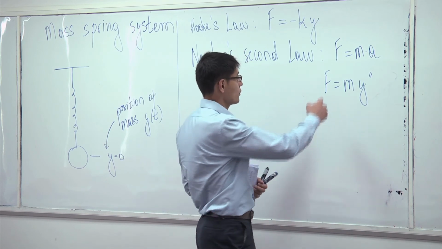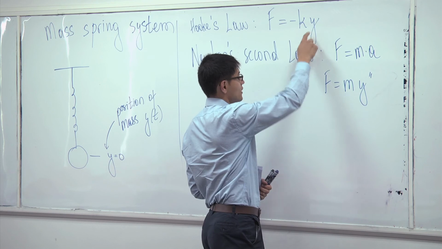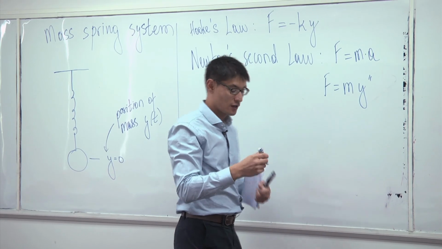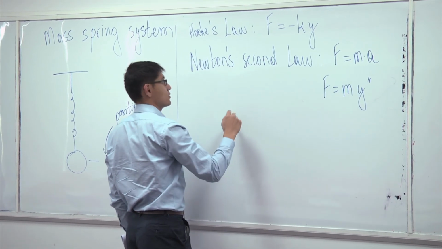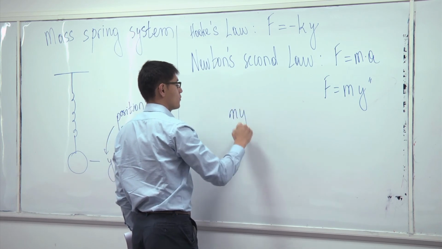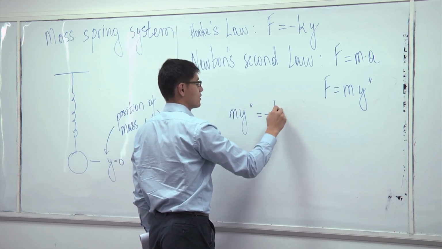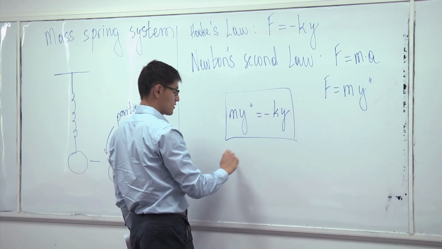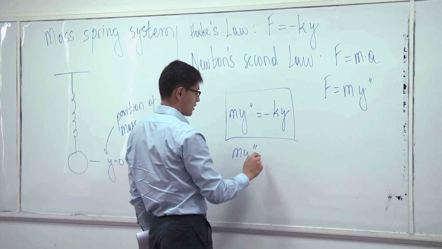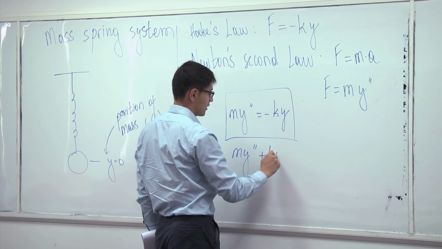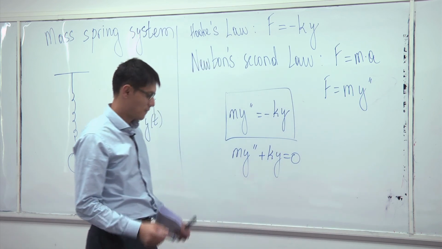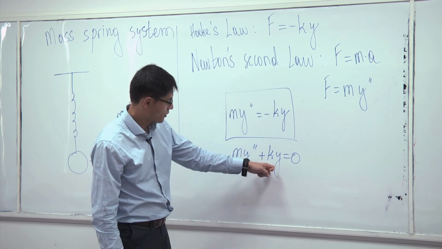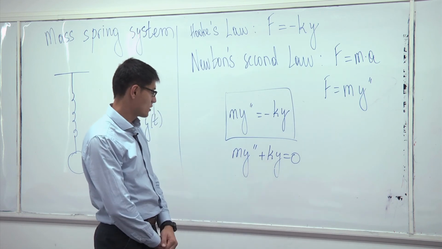So we have two equations, F equals minus k times y and F equals m times y double prime for force. Since they both represent force, they must be equal to each other. So we get that m y double prime must be equal to negative ky. Let's move the ky term to the left side, and we'll get the equation m y double prime plus ky equals 0. And if we can solve this equation, we will figure out the equation for y. And this is a differential equation.